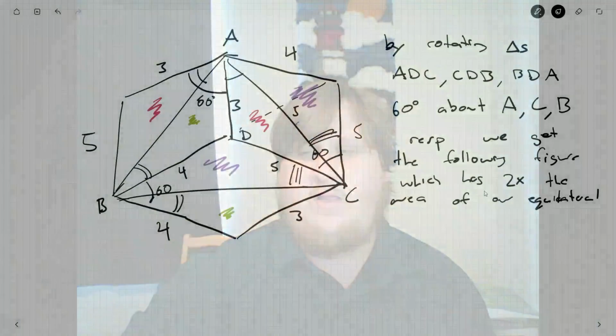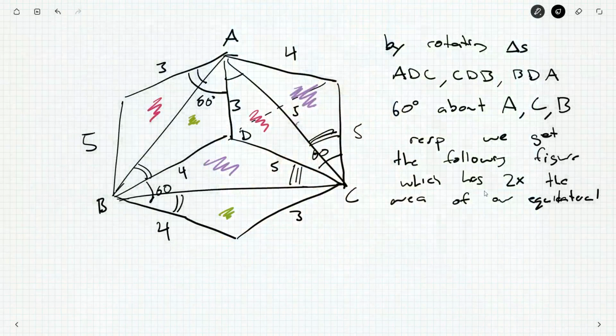So this probably is not the intended way to do it, is what I'm saying. It's probably cosine law, some trig thing, I'm guessing. But it's nice to flex our rotation muscles. So this is twice the area of the equilateral triangle.